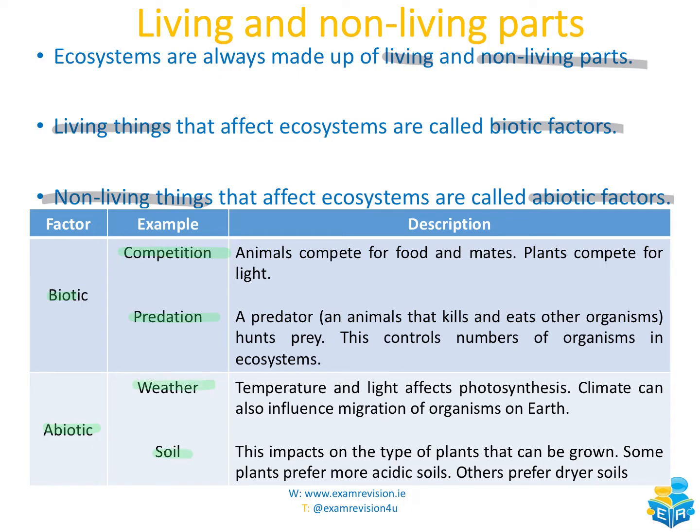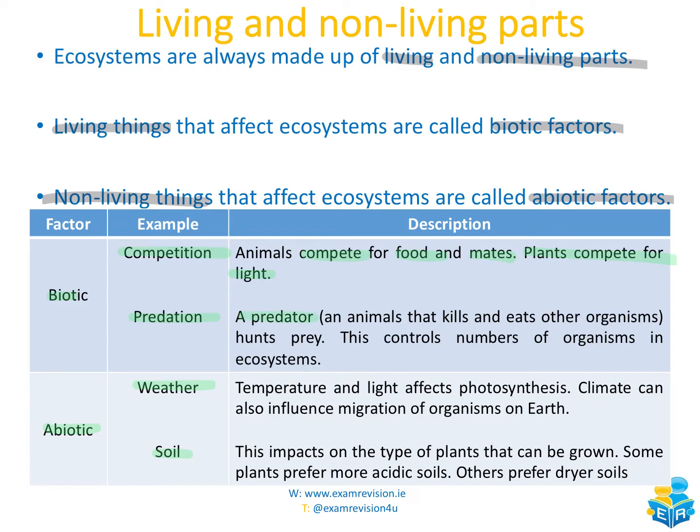So how does competition affect an ecosystem? Well, when we talk about competition, we're talking about a struggle for resources in short supply. So what do animals compete for? Well, they're going to be competing for food and for mates. So that's living things affecting the ecosystem. Plants are going to compete for space, for water, and for light. Okay, so again, this is a living thing affecting the ecosystem.